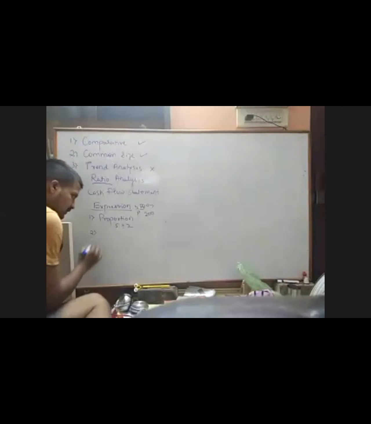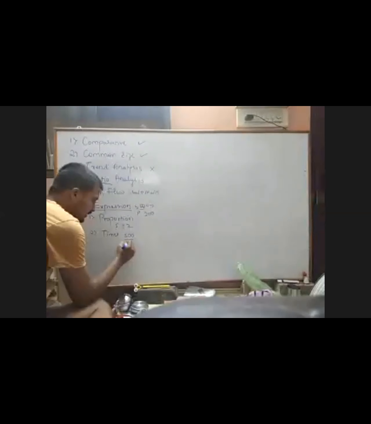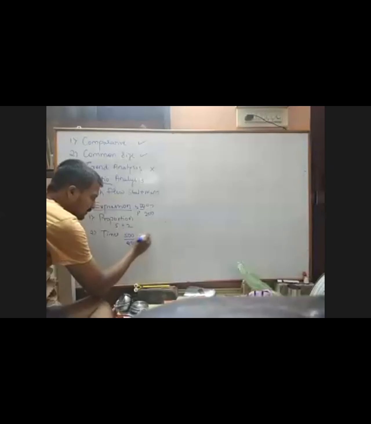Now one more way is you can express in times. How it will be done, I will tell you. The second one is times. Times को आप कैसा कर सकते हो? The 500 should be divided by 200. It becomes 2.5. आप करके देखें तो पता चलेगा. If you have calculator, it is 2.5 times of profit. So this is one more way of interpreting.